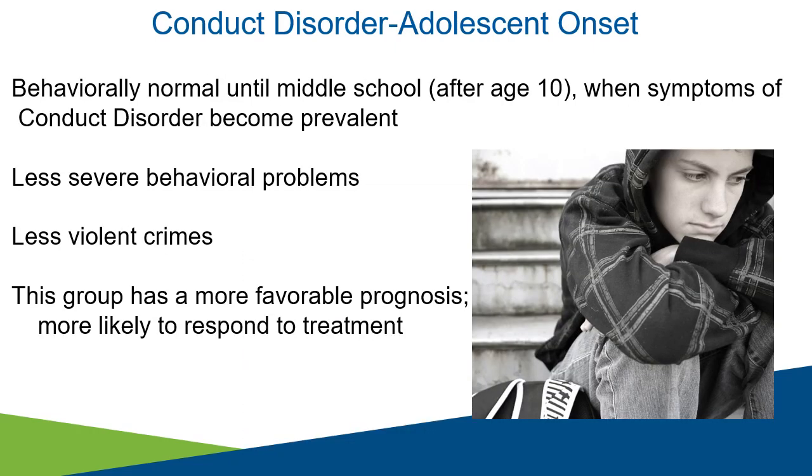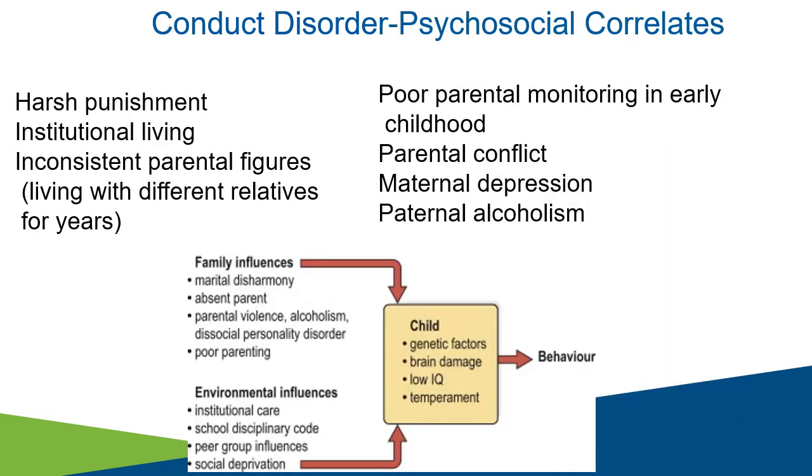Now, in contrast, an individual who's diagnosed during adolescence is more well behaved, more likely to commit less violent crimes, and overall has a more favorable prognosis and is more likely to respond to treatment. And once again, the correlations with conduct disorder are all Lifetime movie specials: institutional living, inconsistent parental figures, paternal alcoholism. You get the idea.